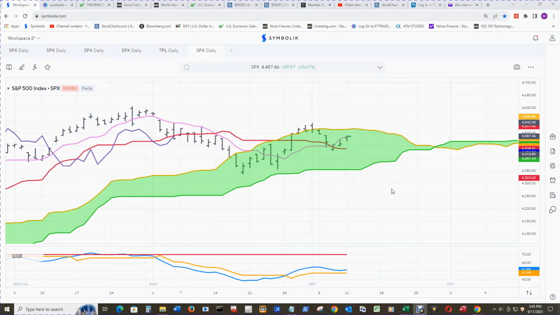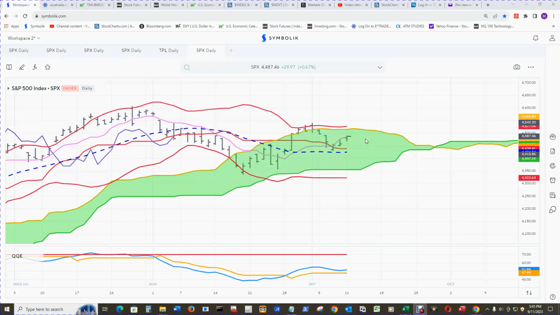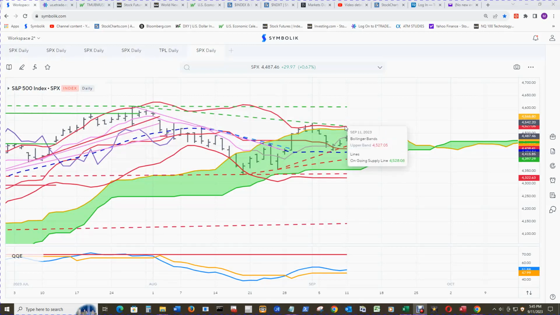And R2 starts the day at 4504.92. And the daily Bollinger Band is above the cloud slightly at 4527.05. That's about it, except for this ongoing supply line, which starts the day at 4525.53. A close above that level will qualify the supply line, but it has to go through the Bollinger Band, top of the cloud, etc.